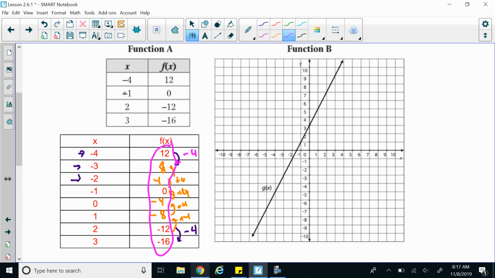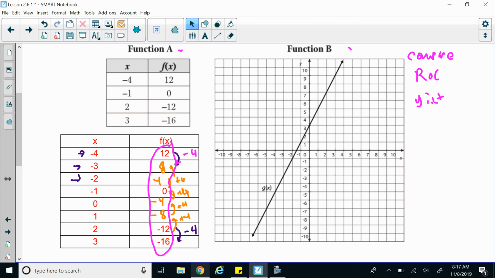So from here, function A, function B, you're going to compare, like we did for our examples, the rate of change and the y-intercept, and you're going to do that for everyone. Make sure you check the answers in the back of the book, and we'll go over this on Monday.